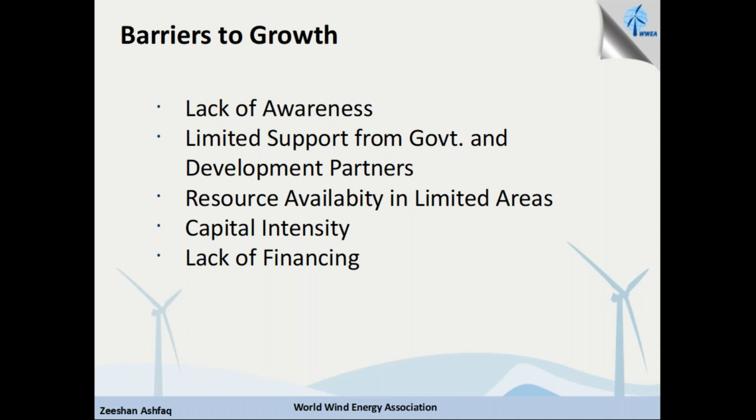And another barrier is the limited support from the government and also from the development partners. As I've already told you, the net metering regime is there. The government is promoting distributed generation, but that is mainly focused on solar, which is available in abundance, and you can generate electricity using solar literally everywhere in Pakistan, whereas wind is confined to certain areas, therefore the government is more inclined towards generating electricity from solar when it comes to distributed generation.